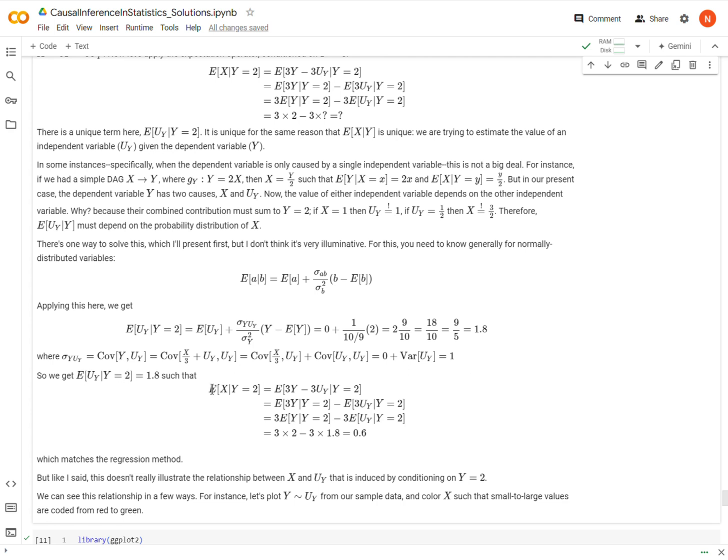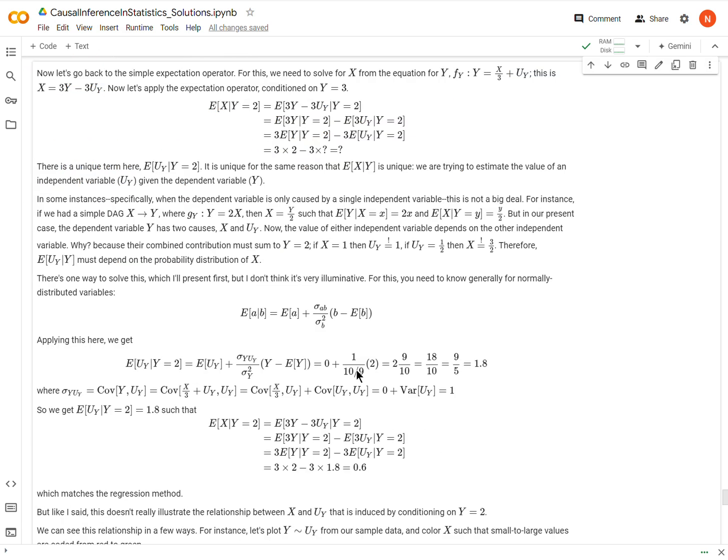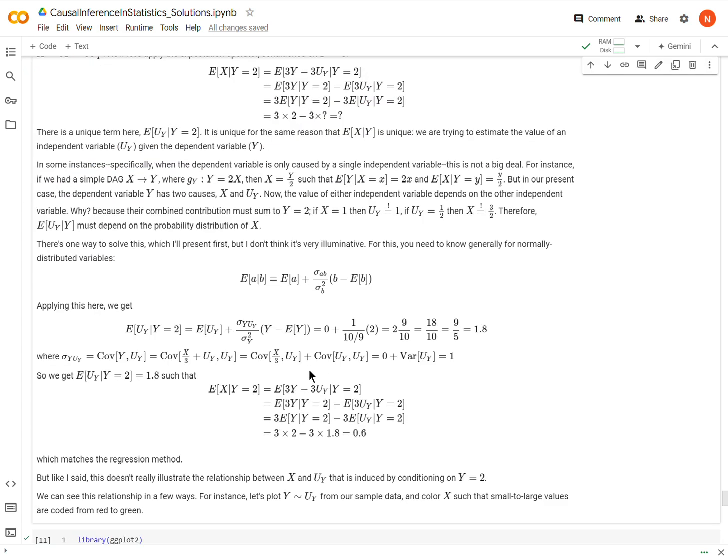If I plug that back into the thing that I'm trying to solve for, remember, this was the sticking point, and we just found that it's 1.8, I get that the expected value of x given y equals 2 equals 0.6, and that matches our regression method that we found up here. So we should have some confidence that we've done this correctly.